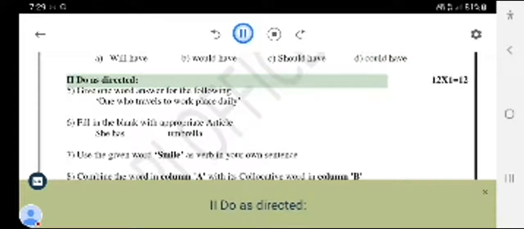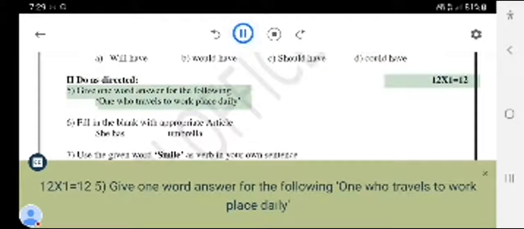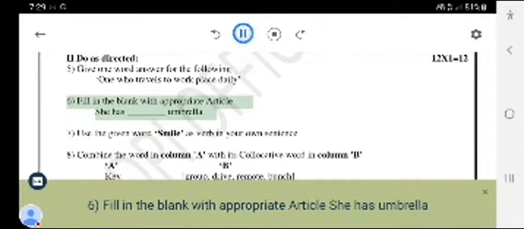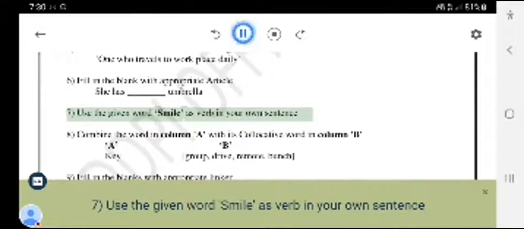2. Do as directed. 12 x 1 equals 12. 5. Give one word answer for the following: one who travels to workplace daily. 6. Fill in the blank with appropriate article: She has umbrella. 7. Use the given word, smile, as a verb in your own sentence.